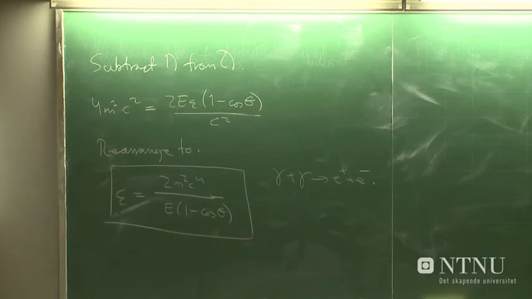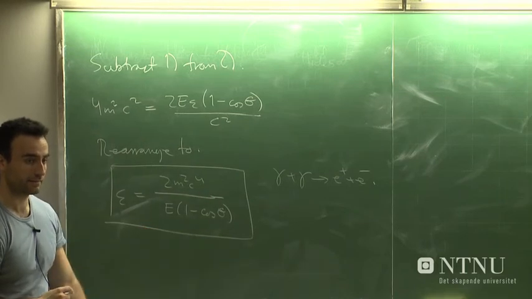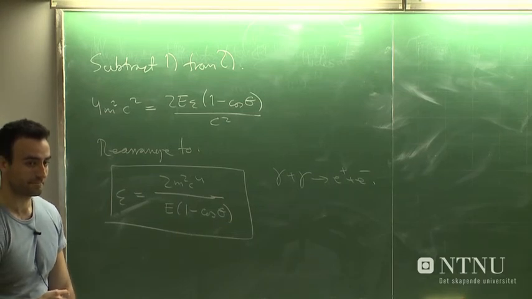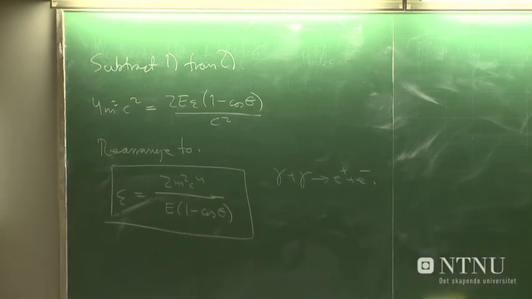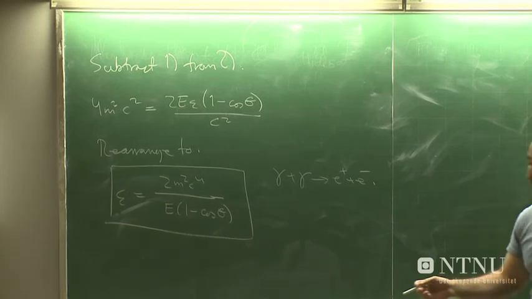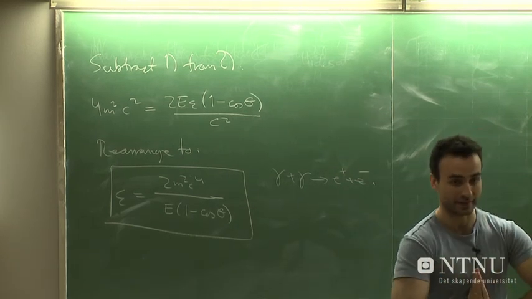Now what about the angle? Because it has a somewhat peculiar angular dependence. What happens if theta equals 0? Let me just check the time here. Well, it diverges, right? 1 minus 1. And we'll continue the discussion of this next lecture.